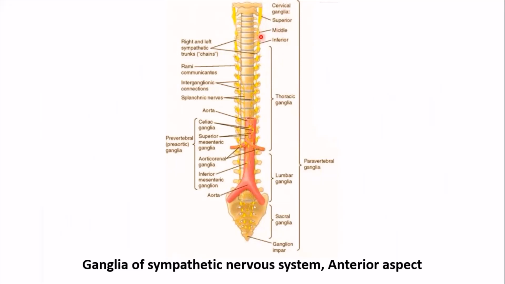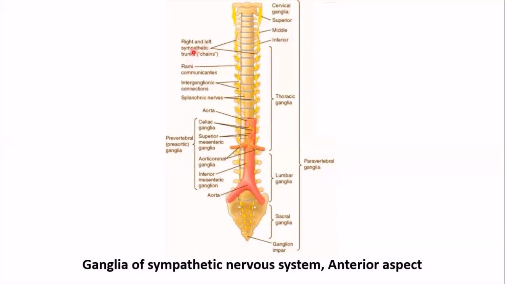And these are the paravertebral ganglia: the cervical ganglia, superior, middle, and inferior, the thoracic ganglia, the lumbar ganglia, the sacral ganglia, and the ganglion impar. This is formed by the union of these two paravertebral ganglia here close to the coccyx. So this is the ganglion impar. So this is the whole division, and this is further subdivided and will be studied in the relevant sections, right?